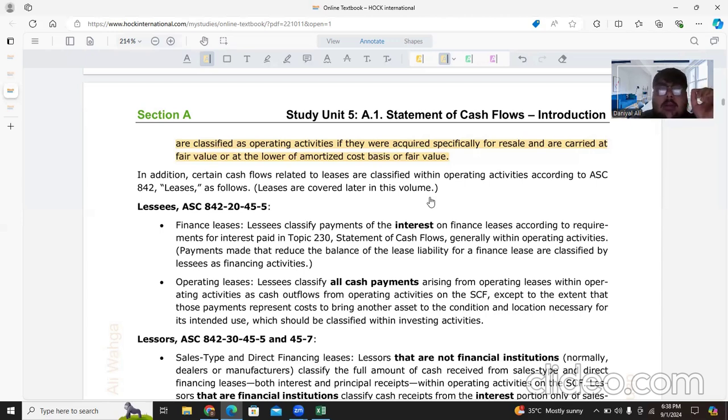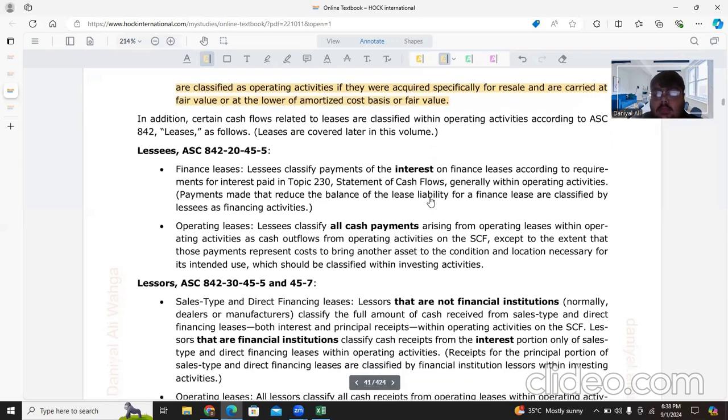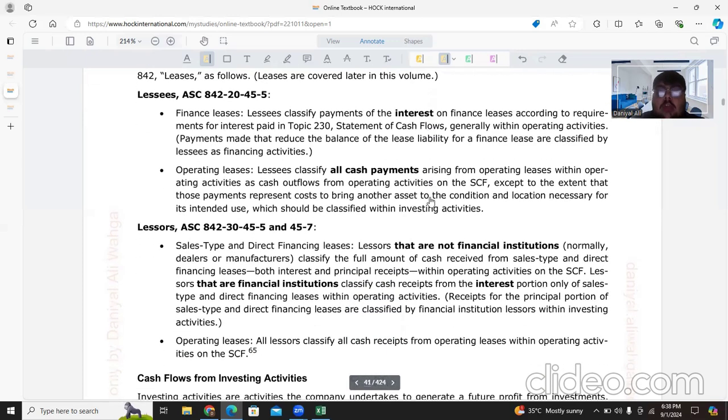It says further, in addition, certain cash flows related to leases are classified within operating activities according to the standard. Lease details follow. All right. So leases have been separately mentioned for the lessee, then the lessor, and then we're going to move forward to the cash flow from investing activities.